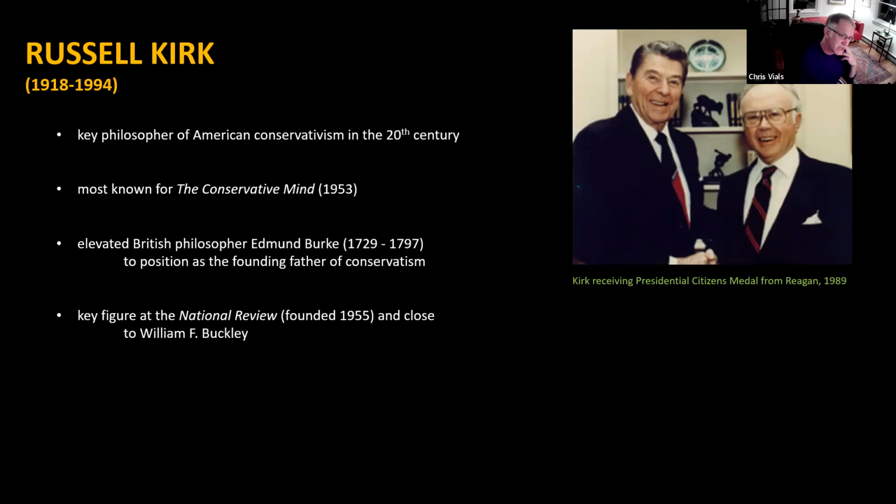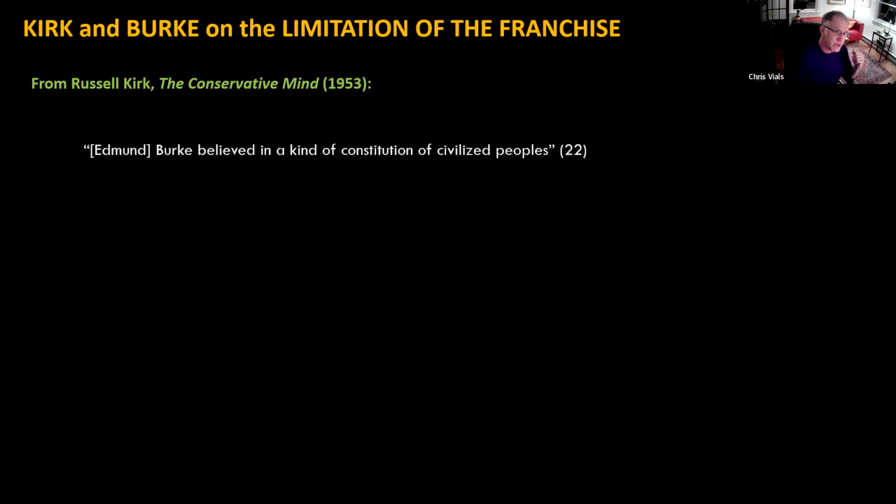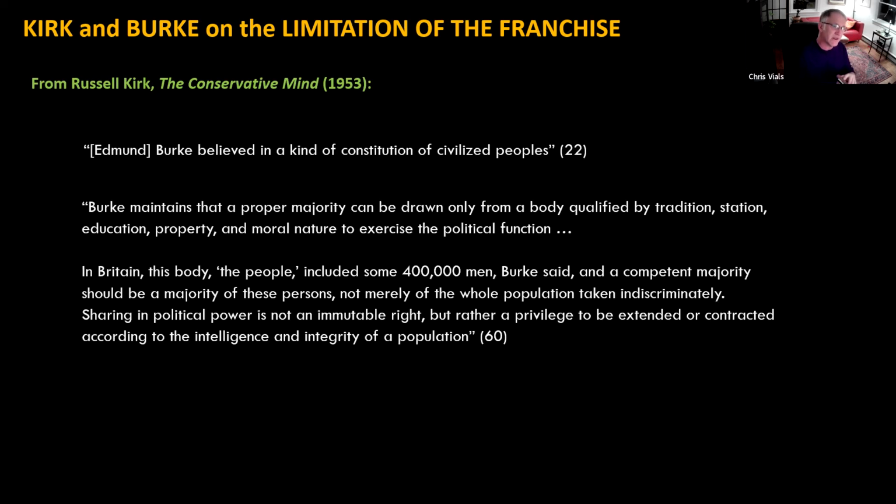What he says about voting in his foundational book on post-war conservatism is pretty interesting. He filters it mostly through his reading of Edmund Burke. And he writes in 1953 that Burke believed in a constitution of civilized peoples, and that for Burke, a proper majority can be drawn only from a body qualified by tradition, station, education, property, and moral nature to exercise the political function.